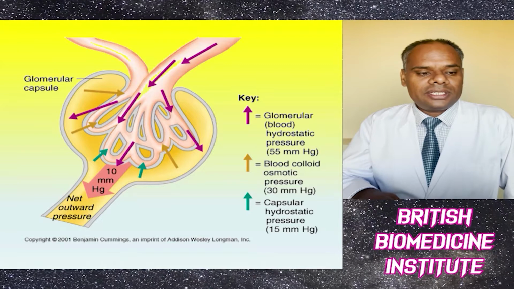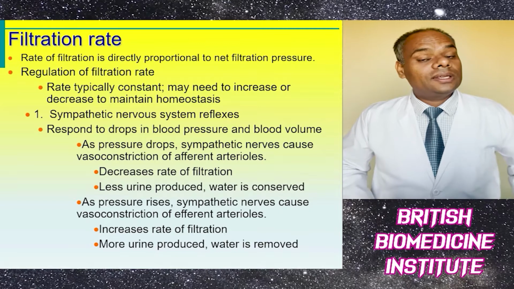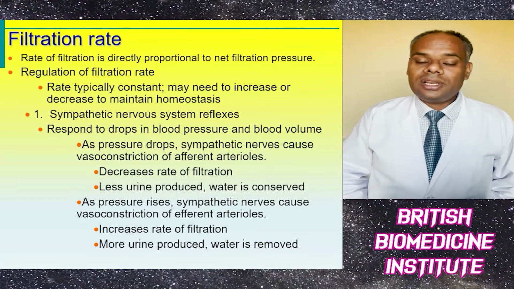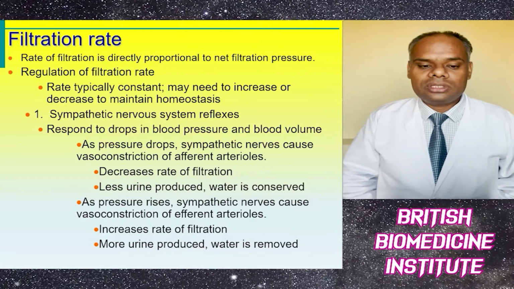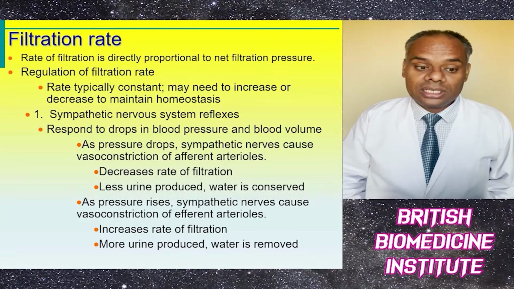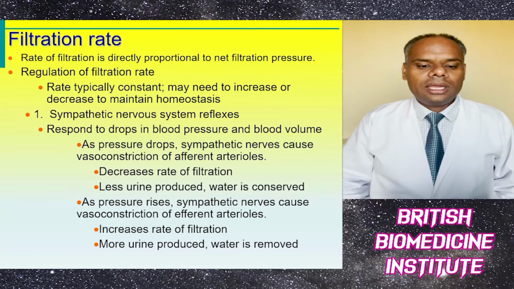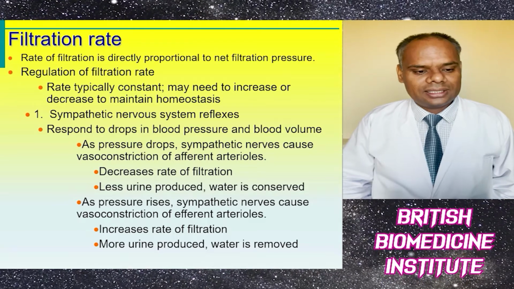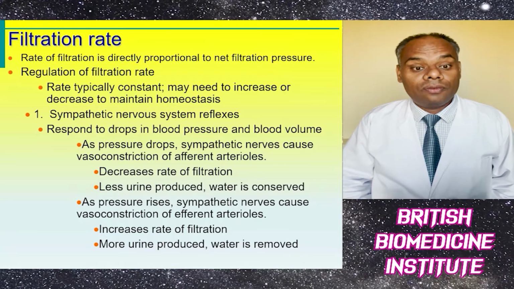Now comes the filtration rate. The rate of filtration is directly proportional to net filtration pressure. There are various regulations for filtration rate. The rate typically remains constant, but it can increase or decrease in order to maintain homeostasis. The sympathetic nervous system can respond to drops in blood pressure and blood volume.